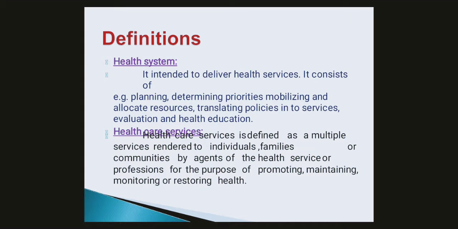Definition of health system. It is intended to deliver health service. It consists of planning, determining priorities, mobilizing and allocating resources, translating policy into service, evaluation, and health education. That is the health system. It reduces disease activity in human beings or leads to complete destruction of the disease.